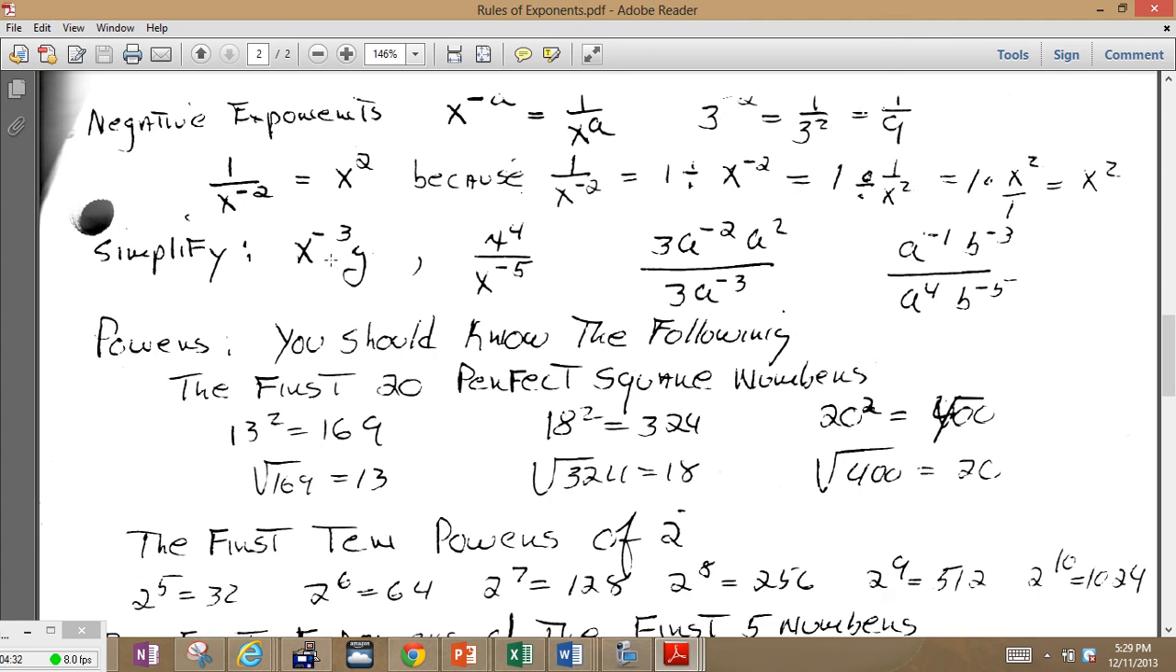Without negative exponents, that rewrites as y over x cubed. This we can simplify to x to the 9th power. You should see that, okay? We should be able to simplify this to a to the 1st power times a, which is a cubed, okay? All right.